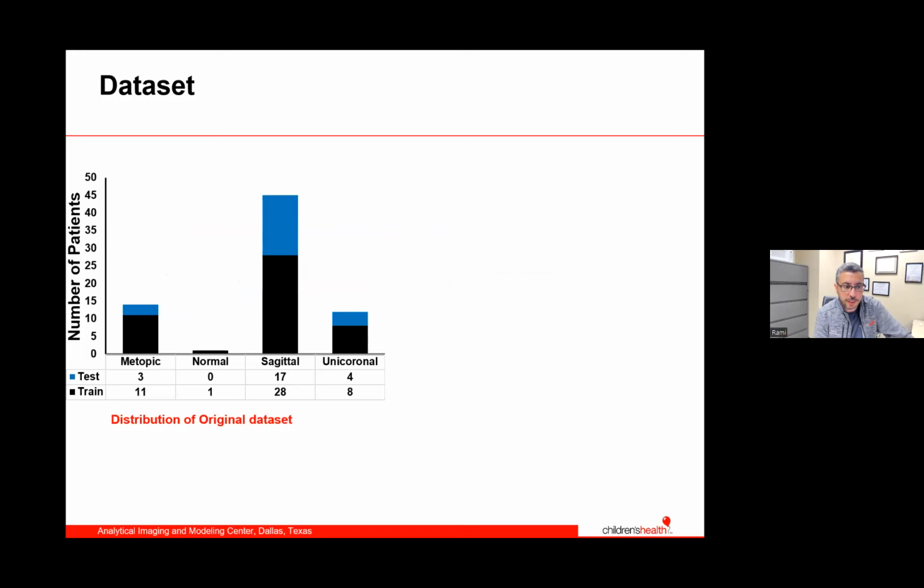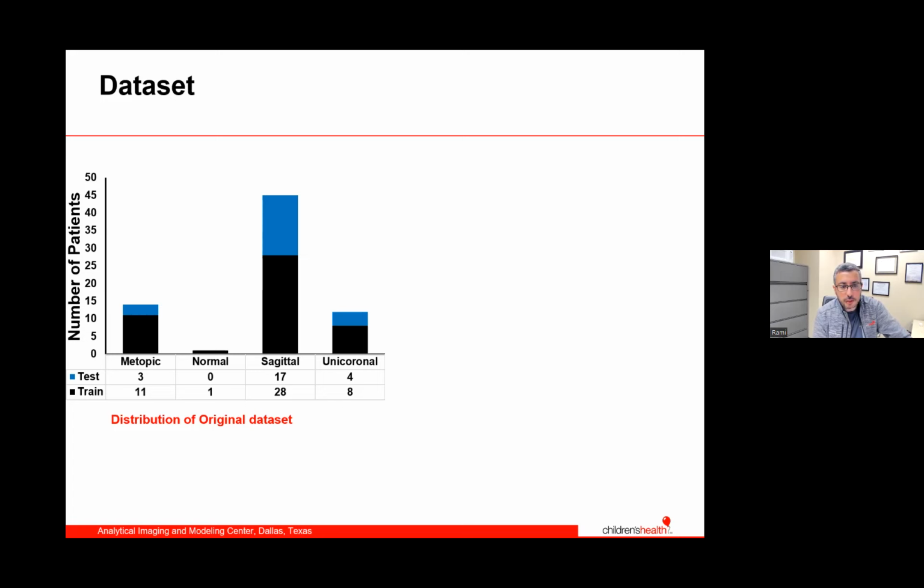So we went to our database, all the 2D images that we have that have consents. If you look at the number of patients, it's not very impressive. We only had 11 patients to train the system for metopic, and we only had 3 to test. And if you look at normal data, we only had 1 patient photo and 0 to test. So you can see the numbers are very low. And in order to train a computer, you need hundreds of data.